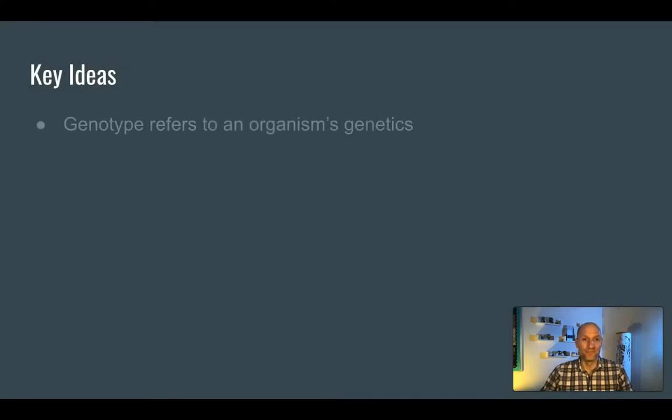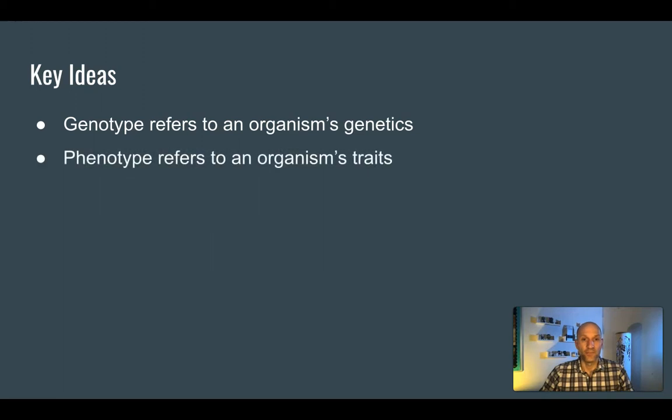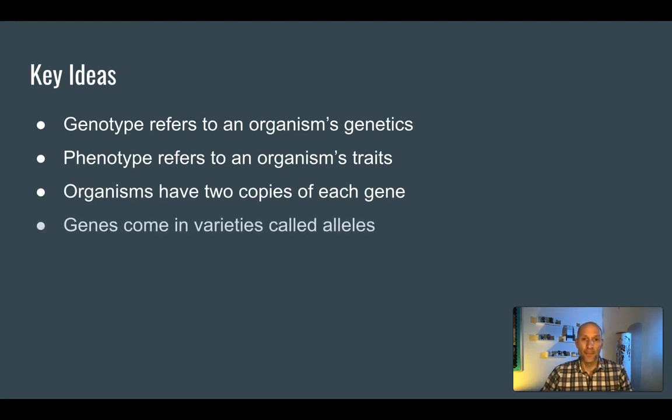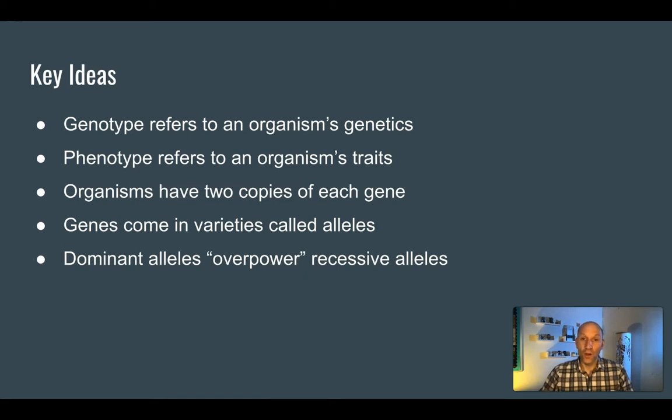So here's our key ideas. First, genotype refers to an organism's genetics, their genes, while phenotype refers to an organism's traits, what we can see on the outside. Remember that organisms have two copies of each gene. Genes also come in varieties. We call the varieties alleles. And dominant alleles overpower, or are the ones that are expressed over recessive alleles.